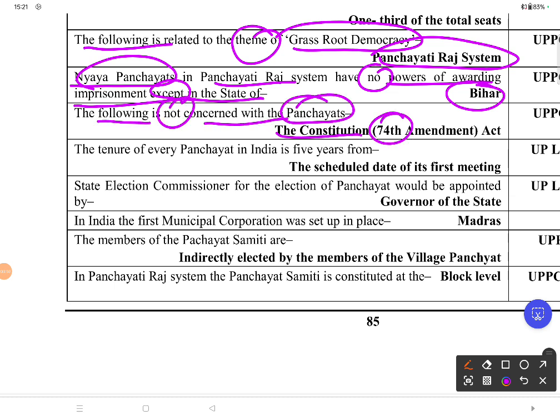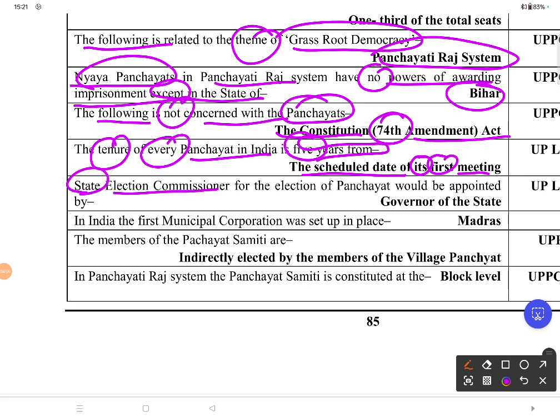Constitution 74th Amendment Act. The tenure of every panchayat in India is 5 years from the scheduled date of its first meeting. The State Election Commissioner for the election of panchayats would be appointed by the Governor of the state. In India, the first municipal corporation was set up in Madras.